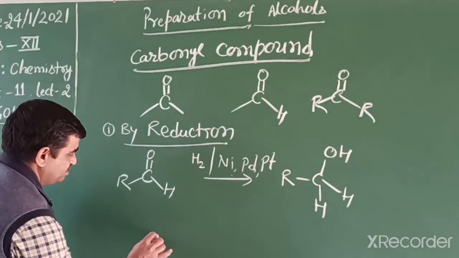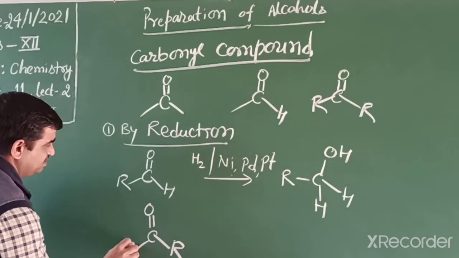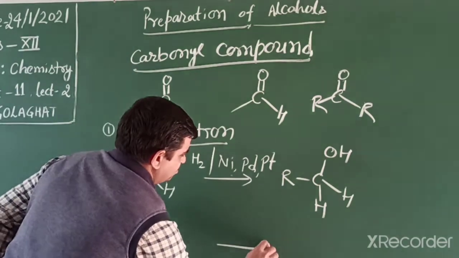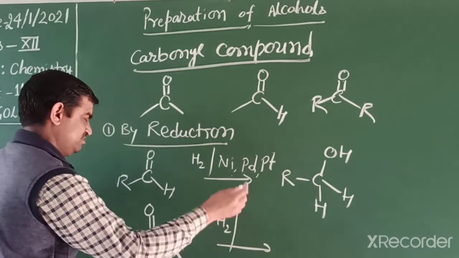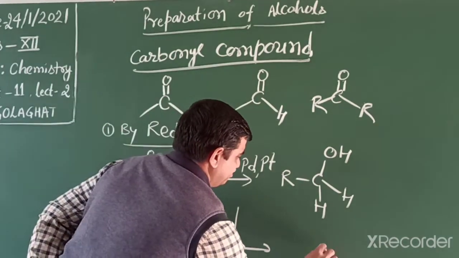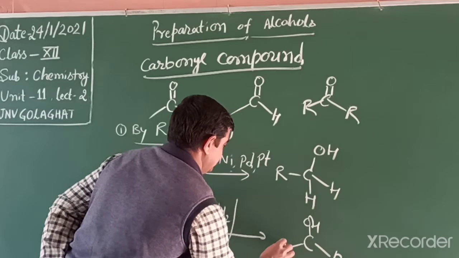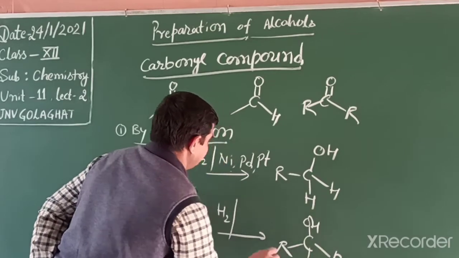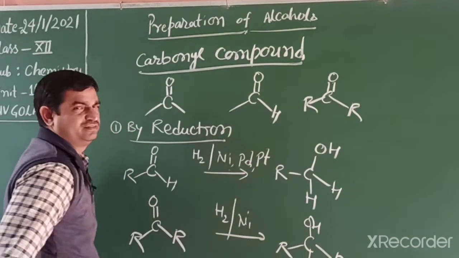If the compound is a ketone, then by this reduction reaction we get secondary alcohol. We can get secondary alcohol from a ketone. This reaction is known as catalytic reduction.